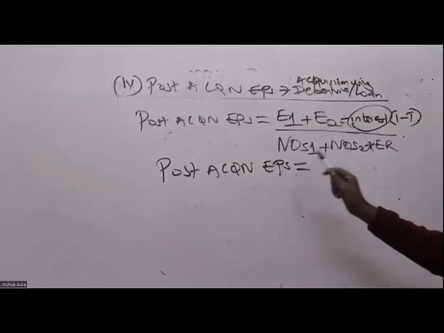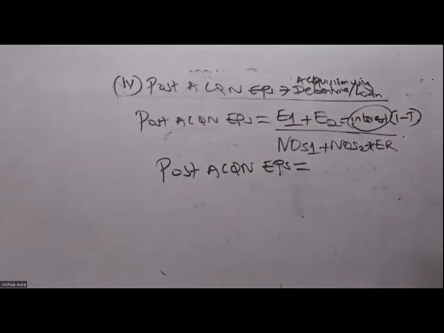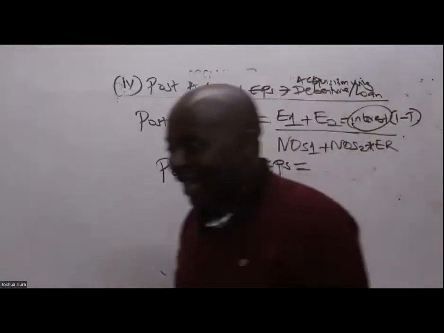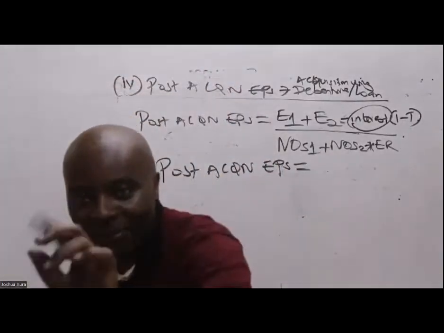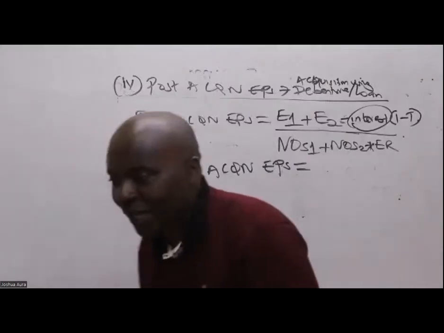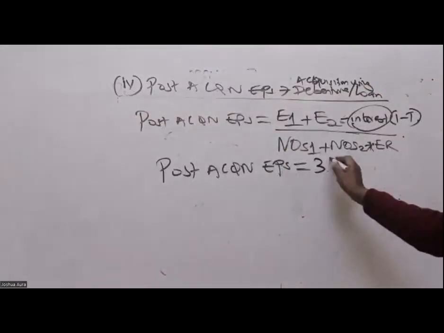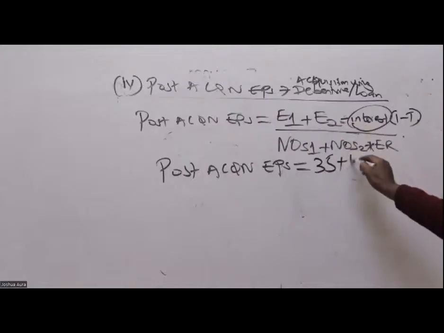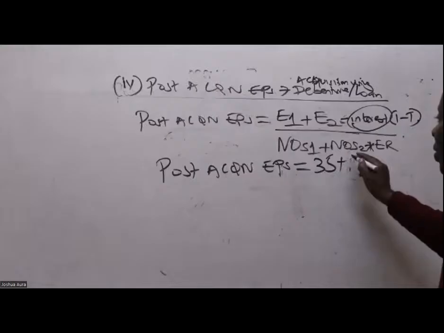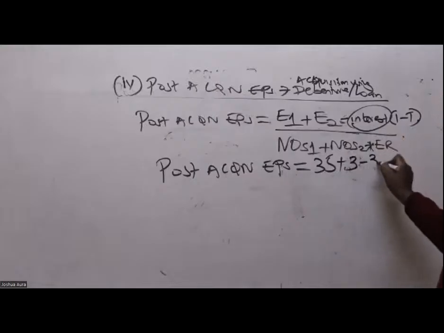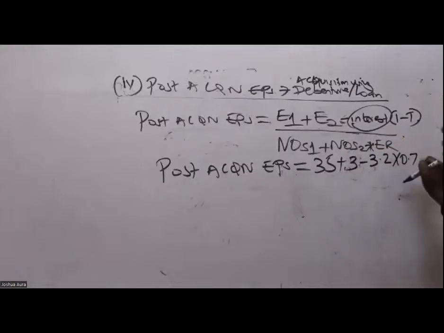So post-acquisition EPS, in this case, is there somebody who is able to give me the earnings of company one? Earnings, remember, is net income of company one. That is 35. Plus earnings of company two, you had given me a figure of 3. Less interest, it's 3.2 times 0.7.